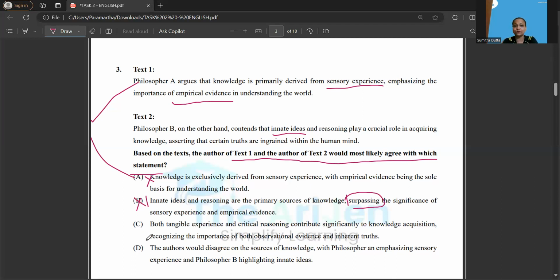Before we mark it correct, we need to see number D. The authors would agree on the sources of knowledge, while philosopher A emphasizes sensory experience and philosopher B highlights innate ideas. The authors would disagree on the source of knowledge, with philosopher A emphasizing sensory experience. Yes, this is giving some relevant information, but not totally. Along with sensory, there is empirical evidence. Along with innate ideas, intellect, there is also critical reasoning. Those pieces of information are not provided in D. So D cannot be the answer. Number C is the answer. Next.